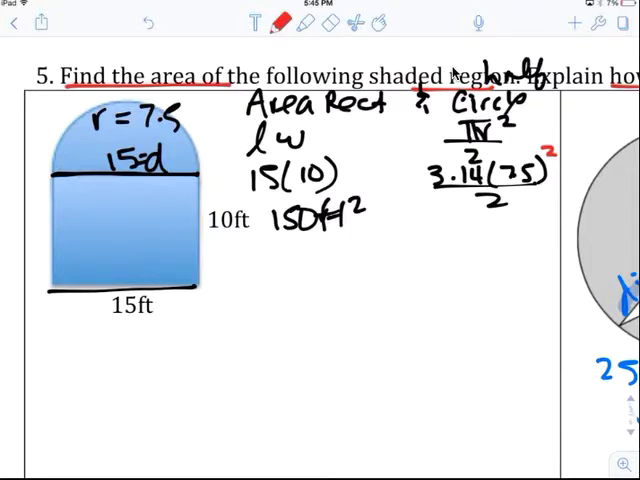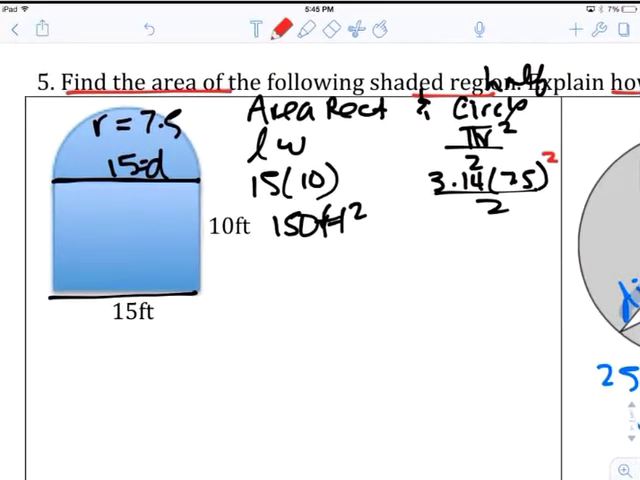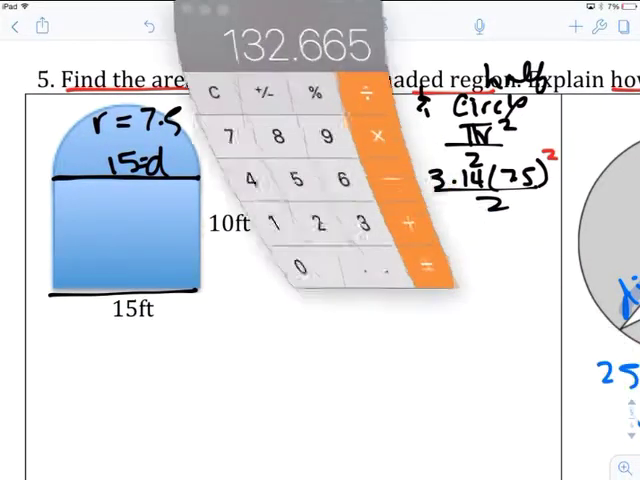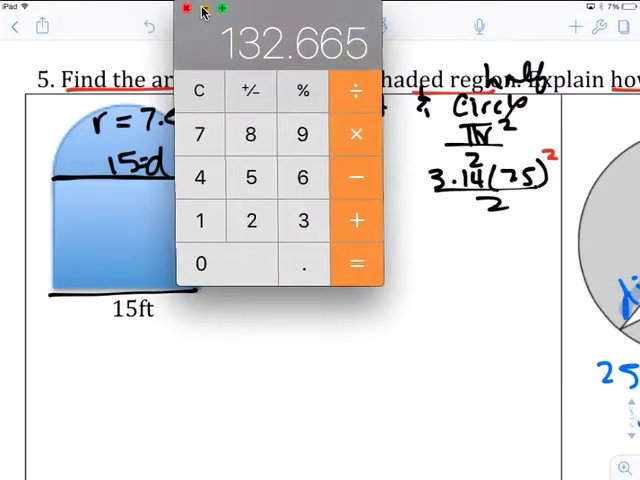Where's my calculator? Anyways, the calculator's not showing. Where is it? No calculator popping up. Oh, here it is. Jeez, okay.